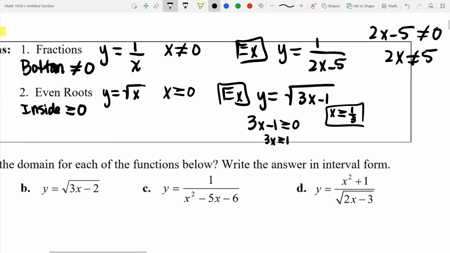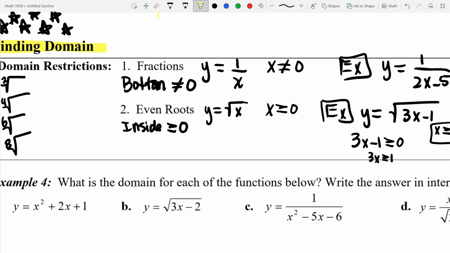Okay, so here's what you have to remember. Here's what I would highlight. If you have a fraction, the bottom can't be 0. If you have an even root, the inside must be greater than or equal to 0.